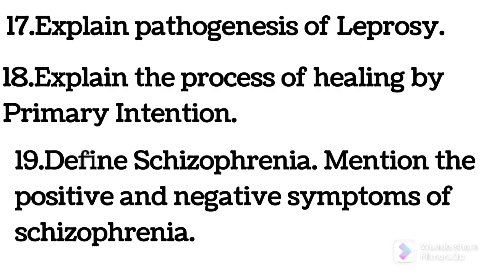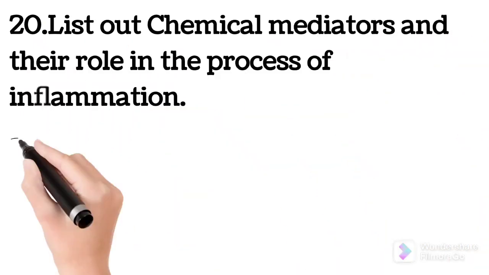Define schizophrenia, mention the positive and negative symptoms of the schizophrenia. Very important, there they have asked in 10 marks Alzheimer or Parkinsonism. Here they will ask schizophrenia. Just you write what is the schizophrenia, and you have to write the symptoms, positive and negative symptoms, and also causes. And pathogenesis is also very important here.